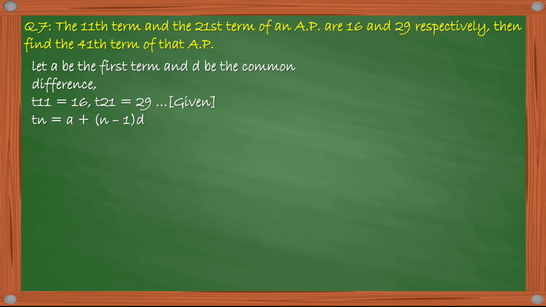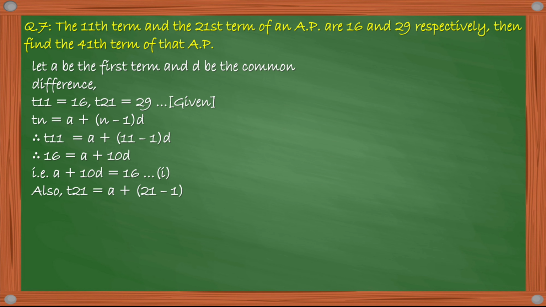We will take the formula. So T11 is equal to A plus 11 minus 1 D. As the value of T11 is 16, 16 is equal to A plus 10D. In the same way we are going to write it with the value of T21. 29 is equal to A plus 20D, which means A plus 20D is equal to 29.